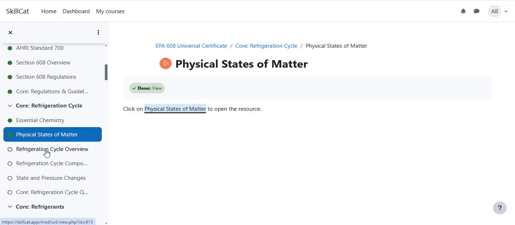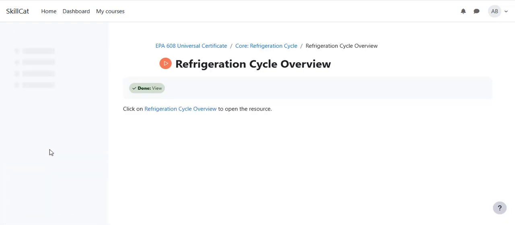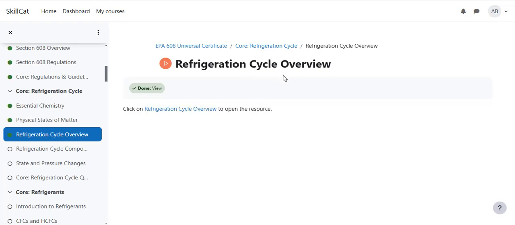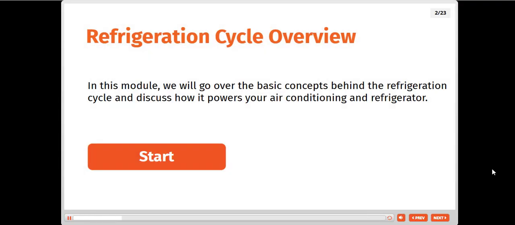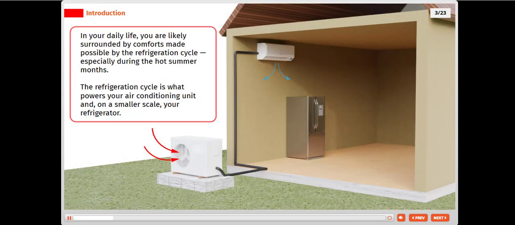Let's go to the next one, the refrigeration cycle overview. In this module, we will go over the basic concepts behind the refrigeration cycle and discuss how it powers your air conditioning and refrigerator. In your daily life, you are likely surrounded by comforts made possible by the refrigeration cycle, especially during the hot summer months. The refrigeration cycle is what powers your air conditioning unit and, on a smaller scale, your refrigerator.